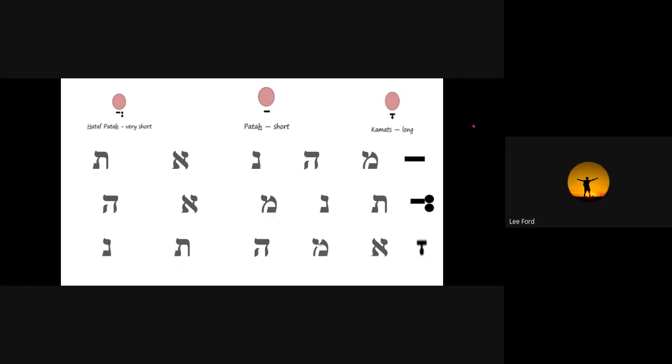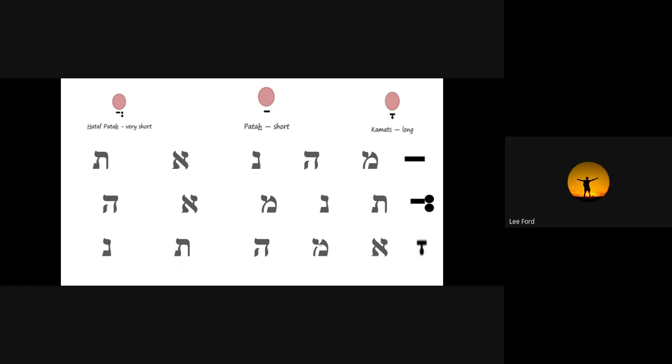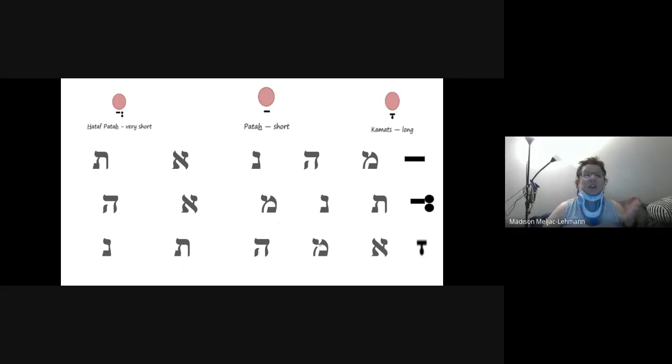Is it like 2 counts? Because I'm kind of thinking like music theory, right? Yeah, 2 counts. That's a good way to look at it. But you have to start with your hataf patak. In your head, my hataf patak is going to be 1 count, my patak is going to be 1, 2, and my kamats will be 1, 2, 3. However, your length of holding a letter needs to depend on what your beginning is.